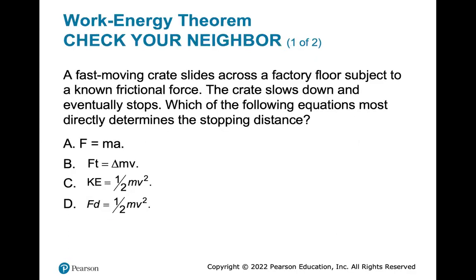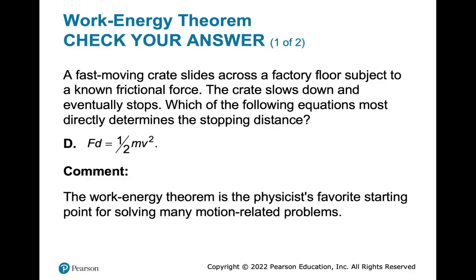Okay, let's see. A fast-moving crate slides across a factory floor subject to a known frictional force. The crate slows down and eventually stops. Which of the following equations most directly determines the stopping distance? Well, that's easy to see. All we have to do is look and see which of those has a distance in it. Well, it's D. Force times distance equals 1/2 mv squared. And there it is, D. The work-energy theorem is the physicist's favorite starting point for solving many motion-related problems.